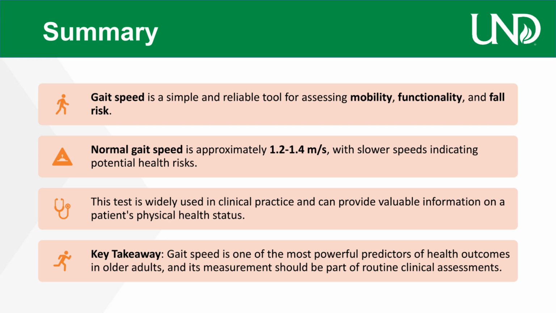So, in summary, the Gait Speed test is a simple test that can be done in the clinic that can help us assess our patient's mobility and function and give us data that may help us predict fall risk. A normal gait speed is 1.2 to 1.4 meters per second, and speeds less than 1 meter per second may be a problem, with those less than 0.8 meters per second indicating an increased fall risk and functional decline, and less than 0.6 meters per second suggesting a high risk for frailty and disability.